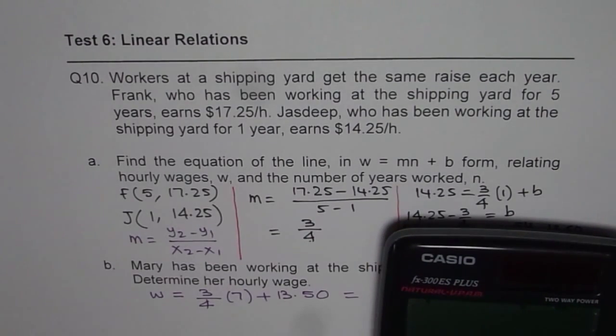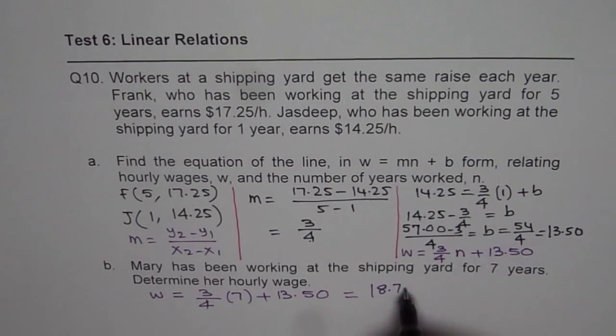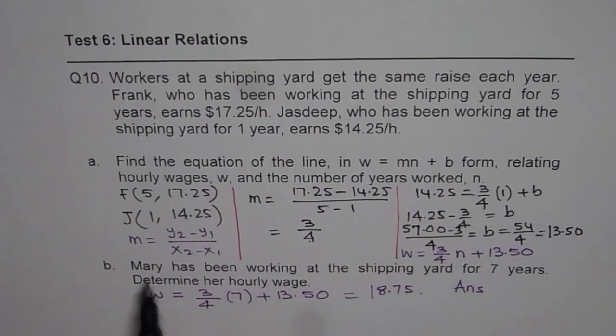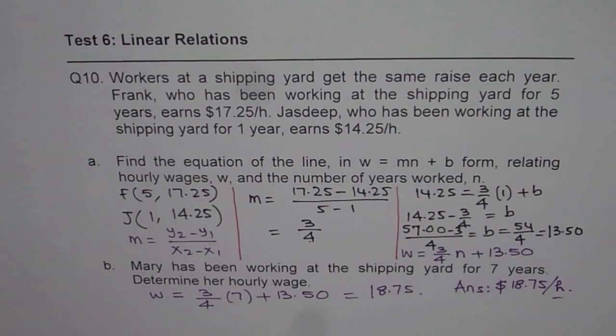So we can use a calculator and find the answer. We have 3 divided by 4 times 7 plus 13.5. That gives us 75 over 4, in decimals 18.75. So therefore our answer is that the wages for Mary are $18.75 per hour.